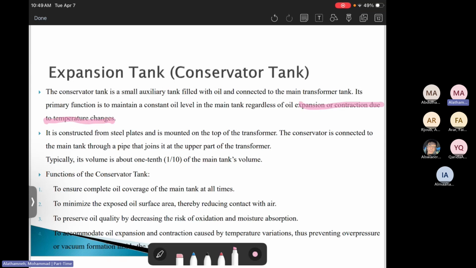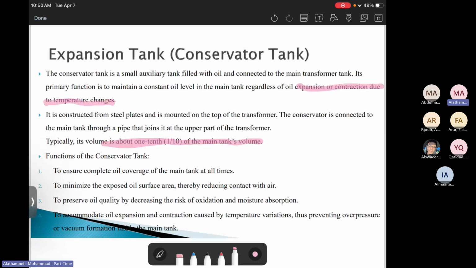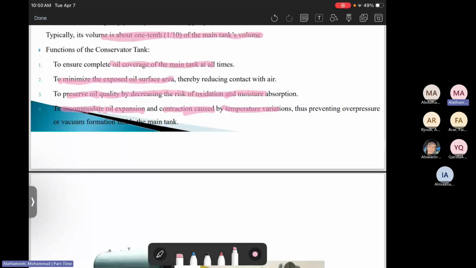Its volume is basically 1/10 of the main tank. This is the rule of thumb. The function of the conservator tank is to ensure the oil coverage. We need to make sure the main tank is filled all of the time, to minimize the oil's exposed surface area, to preserve oil quality by decreasing the risk of oxidation and moisture, and to accommodate the oil expansion and contraction by the temperature variation, which is also very important.